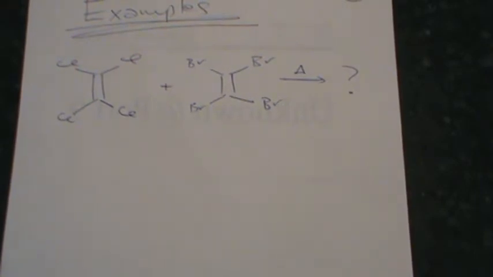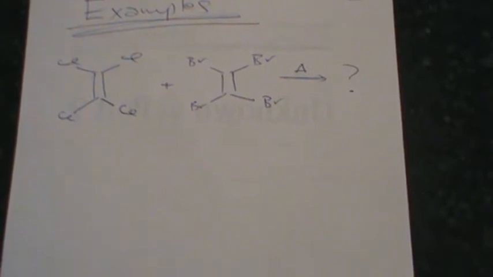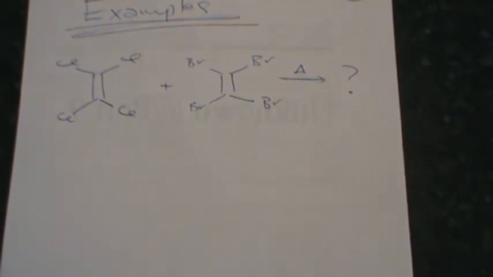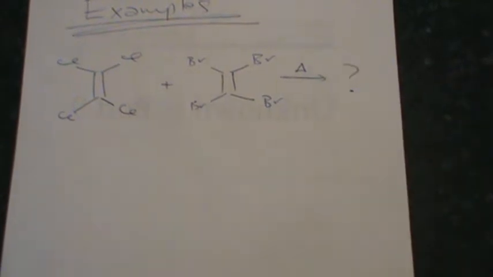You'd have to see h nu if it were going to be a photochemical reaction. And the question is basically, what would the structure of this cycloaddition product look like if it formed in the first place? And then secondly, will it form? Will this be an allowed reaction or will this be a forbidden reaction under these thermal conditions?